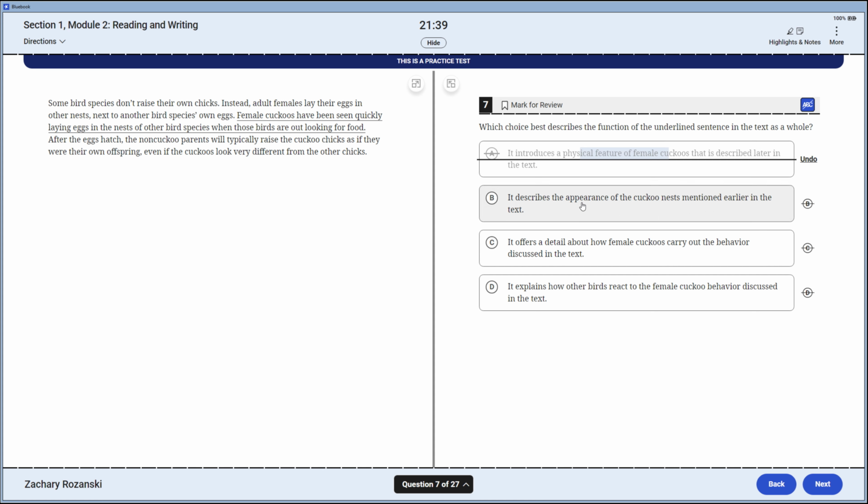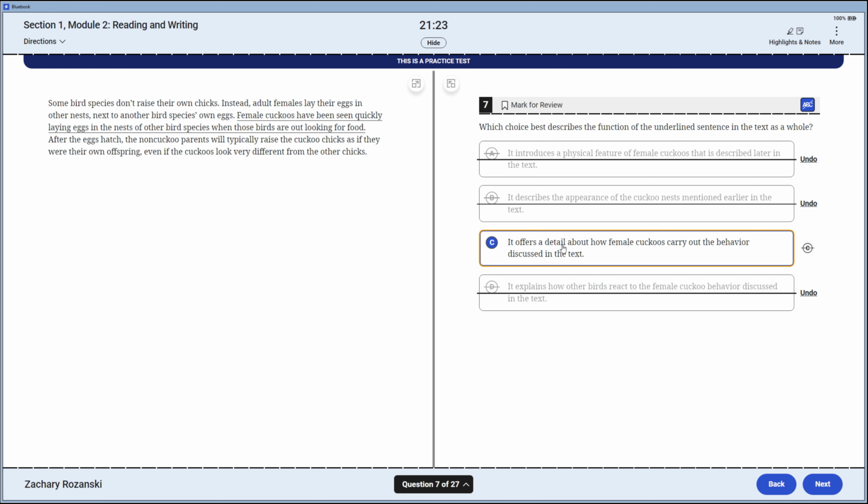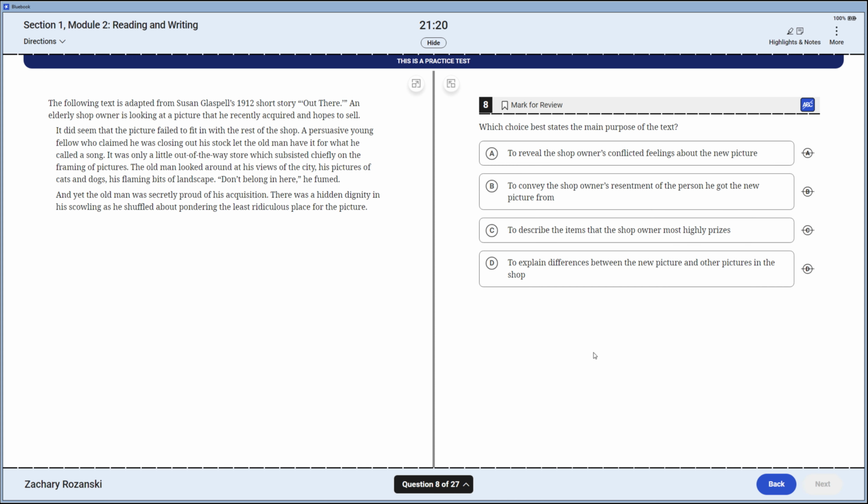B falls. It describes the appearance of the nest. Once again, I don't know how something looks. I just know what it does. C offers a detail about how they carry out the behavior. I immediately love this. And then finally for D, it explains how they react to it. I don't know how they react to it. It's not there. For this one, it's an easy question just because I can fight my fight right here, engage with this, and move on to question 7, a main purpose question.